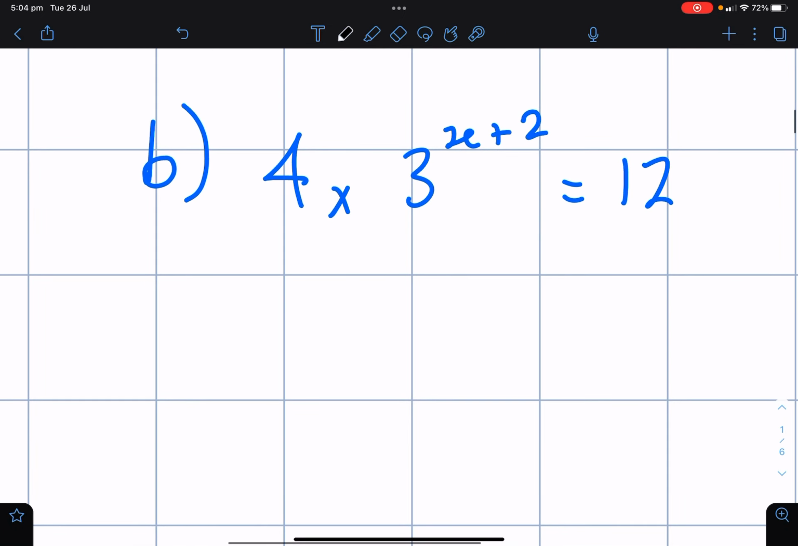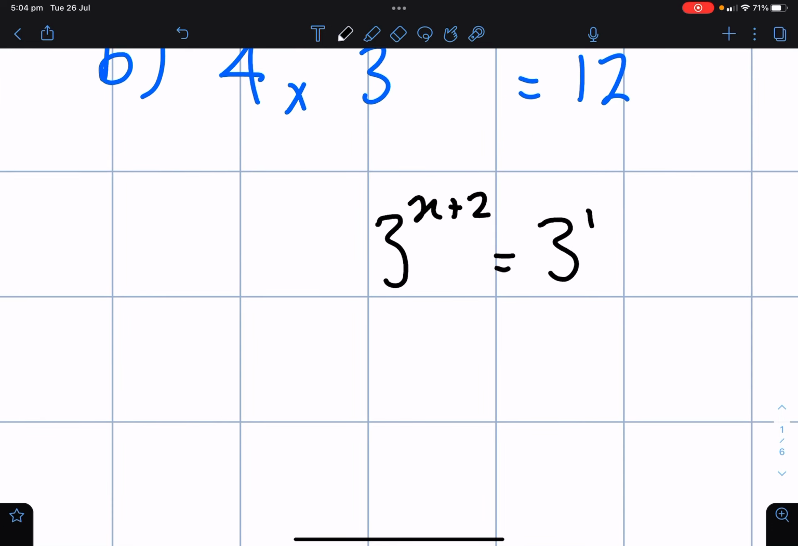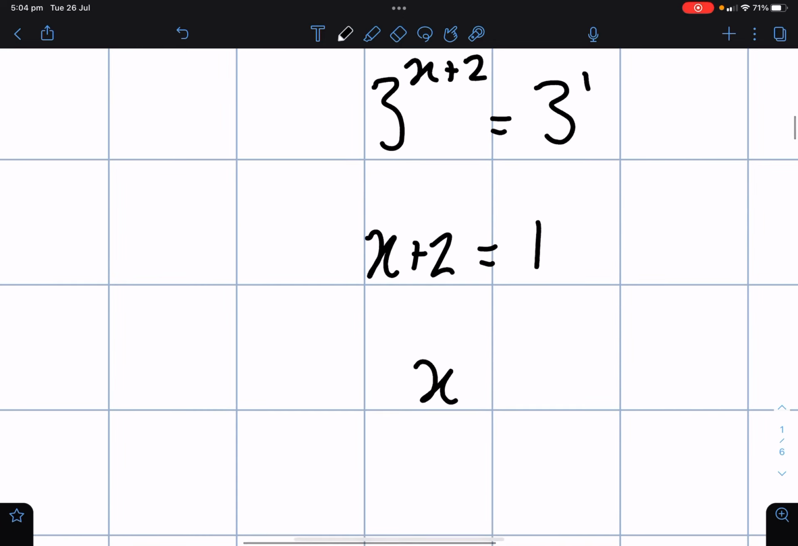The second one, a little bit trickier, but still quite simple. Divide both sides by 4, equals 3. So that's 3 to the power of 1. Any number by itself is to the power of 1. Both bases the same, so we can equate indices. x plus 2 equals 1. So that means x must equal negative 1.